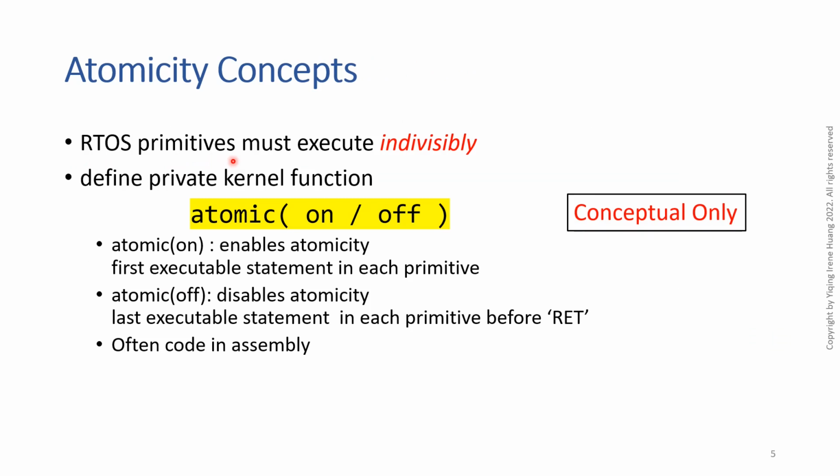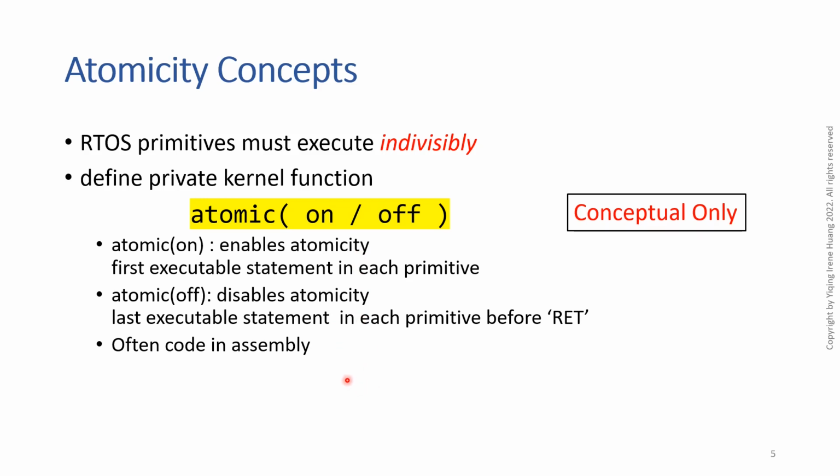RTOS primitives or system calls must be executed indivisibly. So we define a private kernel function, atomic on or off. This is only for concept. The actual implementation varies. On means I enable the atomicity. So the first executable statement in each primitive needs to have this atomic on. And then once we finish our kernel function, before we return to the user space, we do atomic off to disable the atomicity. So that's basically the concept of atomicity on and atomicity off.